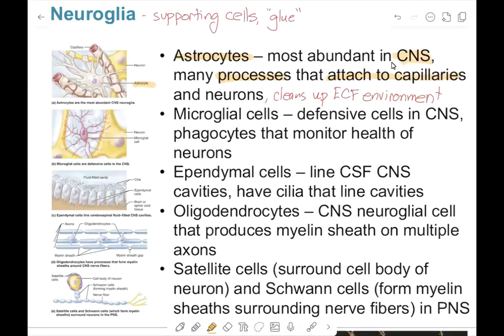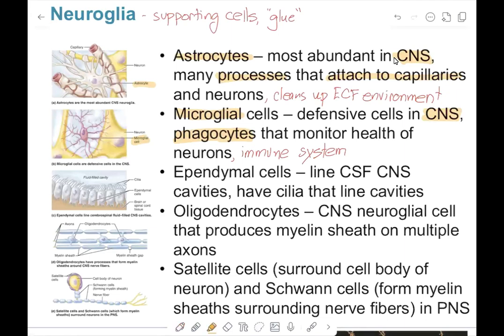The next one is called the microglial cell, and the microglial cell is also in the central nervous system. It's the defensive cells, and they act as phagocytes, which destroy bacteria. They monitor the health of the neurons. So we can think of them kind of like the immune system in the central nervous system. Because traditionally, the immune system is outside of the central nervous system.